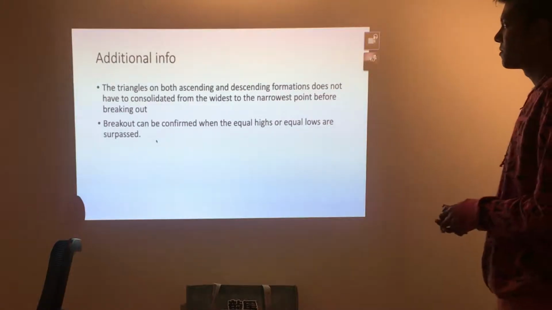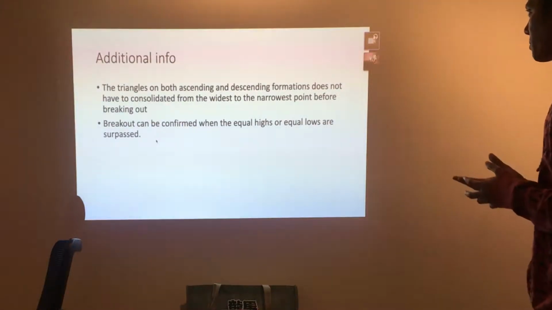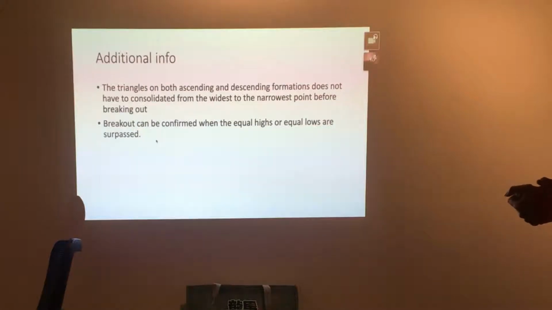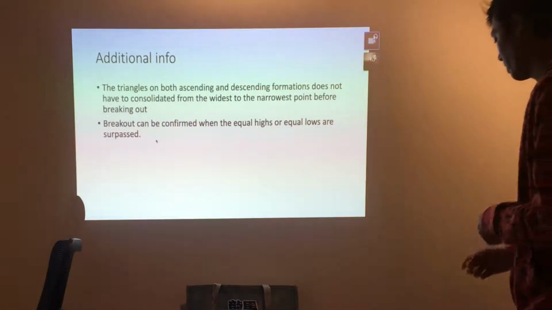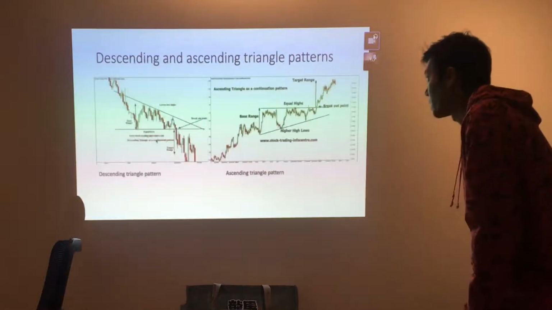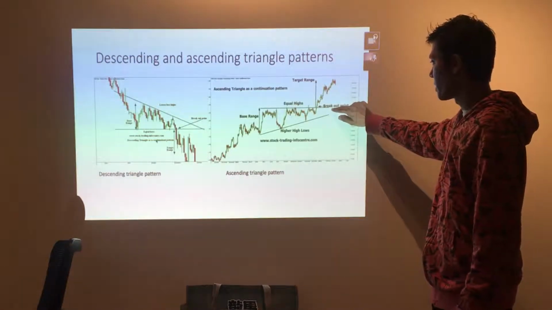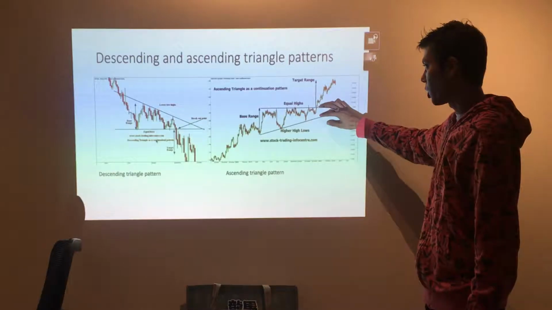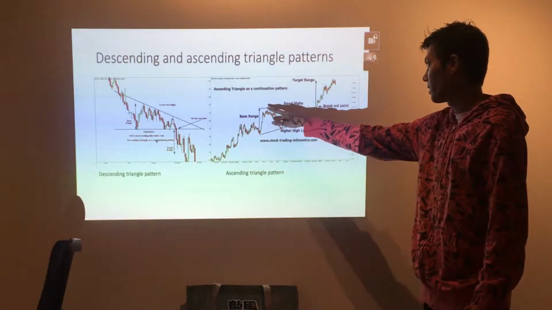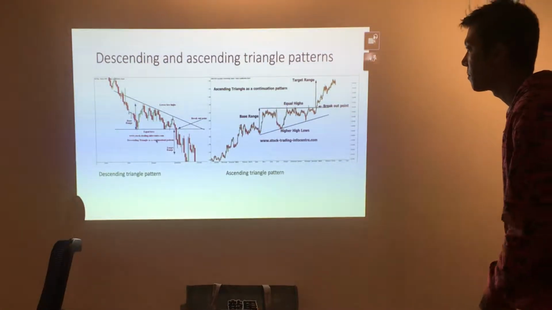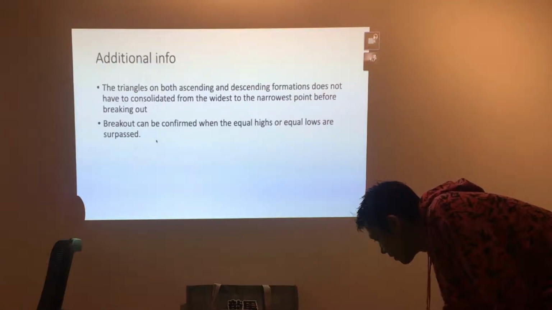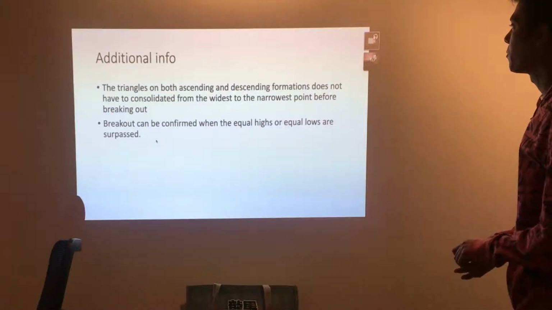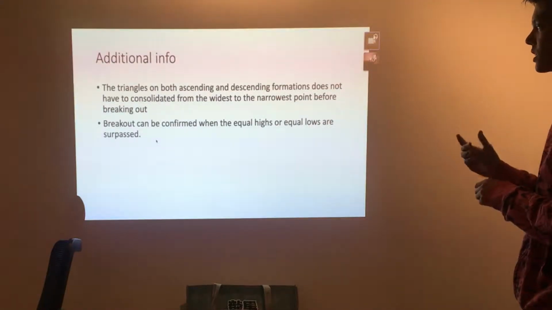The additional information for both ascending and descending triangle formations is that the formation does not have to consolidate from the widest to the narrowest point before breaking out. It can break out before the narrowest point. So going back to here, for example, the breakout does not have to happen over here when it consolidates. As long as it consolidates and breaks out above the neckline, then we can confirm a target. Breakout also can be confirmed when equal highs or equal lows are surpassed.